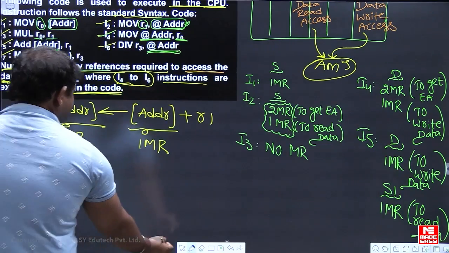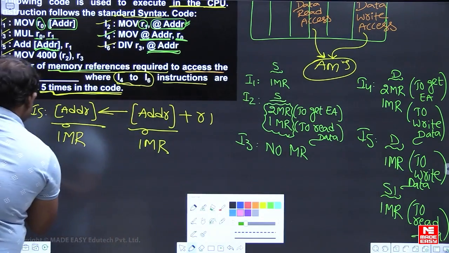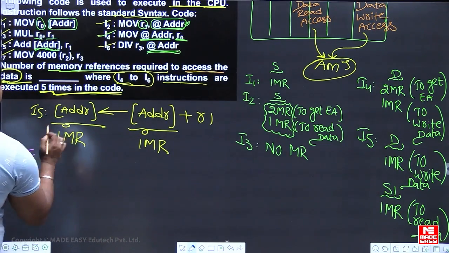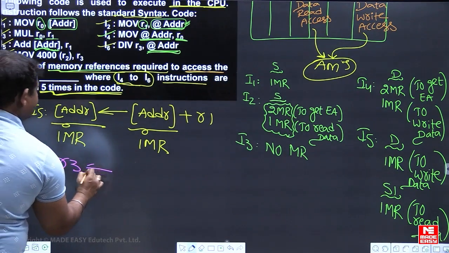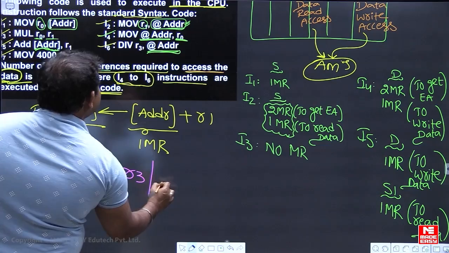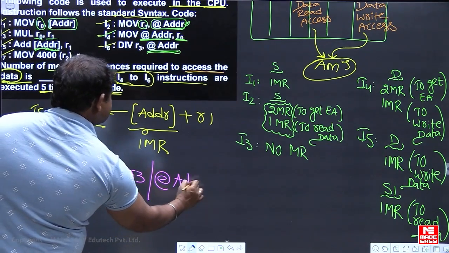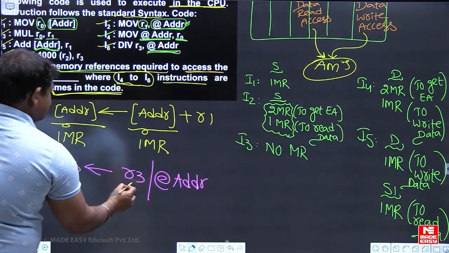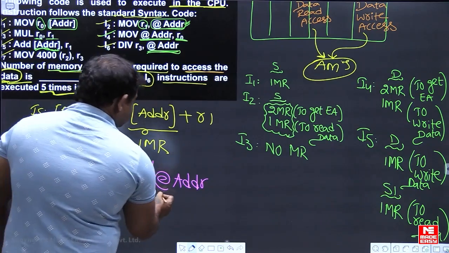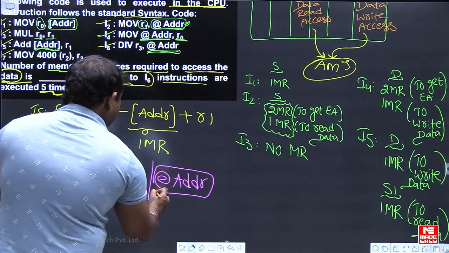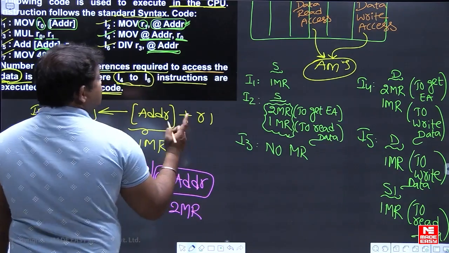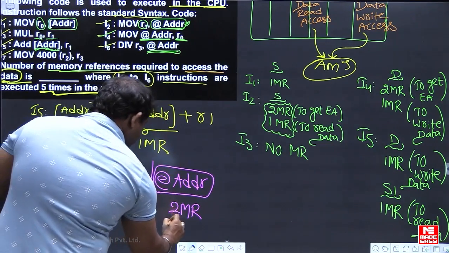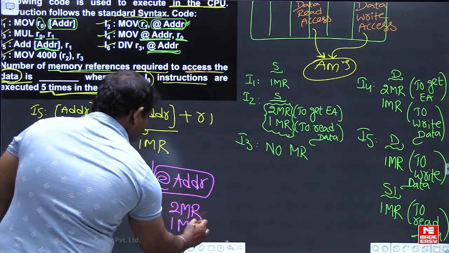Fine. Now I6. See I6. I6 is the multiplication division instruction. So what is this? R3 is loaded with R3 divided by the content at the address. So here this is the register reference. This is indirect addressing mode. Indirect addressing mode means address fetch takes 2 memory references because the address is 2 words. Then data fetch is 1 MR.